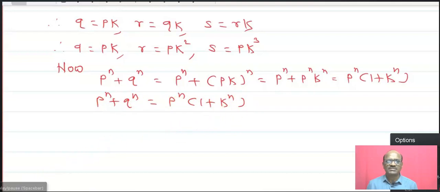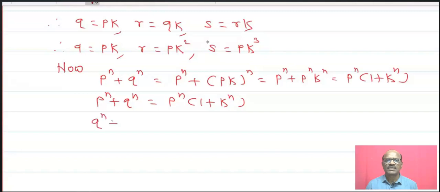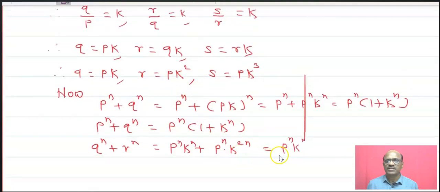Now, next, q^n + r^n. The value of q is p^n k^n, plus the value of r is p^n k^(2n). We will take the common p^n k^n, in bracket 1 + k^n.